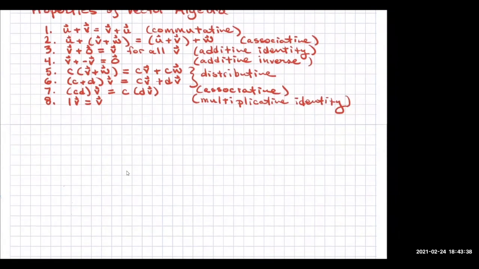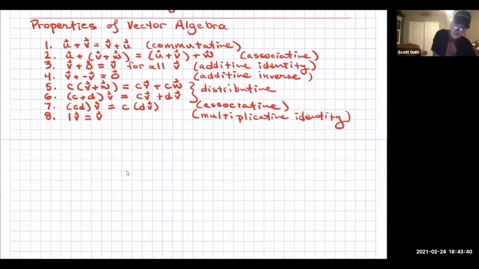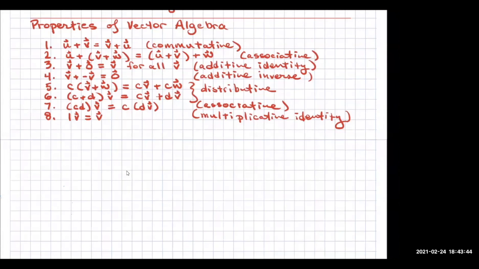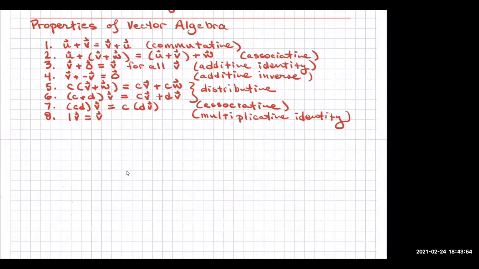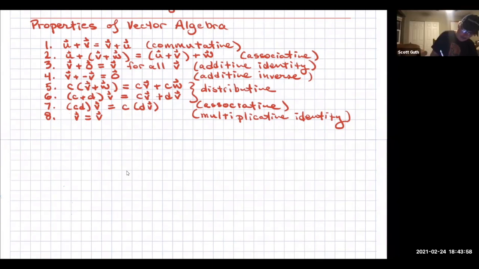Yes. Could you say that again? Yeah, you write number 8, the magnitude of vector V. No, that's 1 times V. That's the scalar 1. I mean, number 1. Oh, sorry. Yeah. So I'll write it so it looks a little more like a 1. So if you multiply a vector by one, it doesn't change the vector. That's all it says.